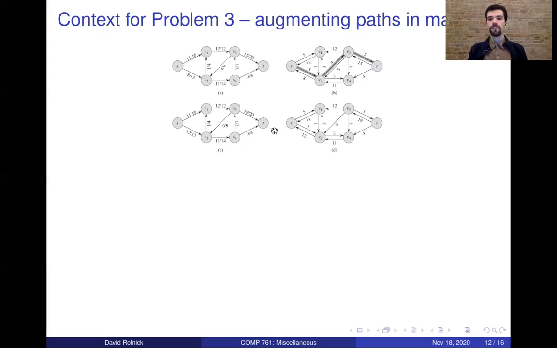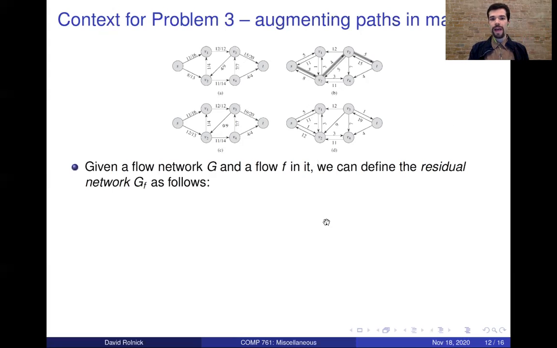Okay. So this is important for thinking about problem 3. Augmenting paths is just as a quick review.